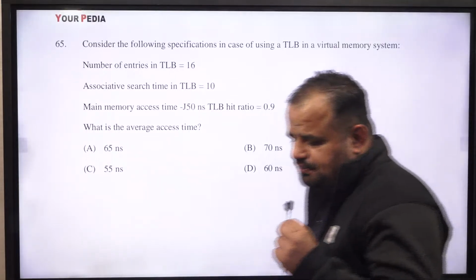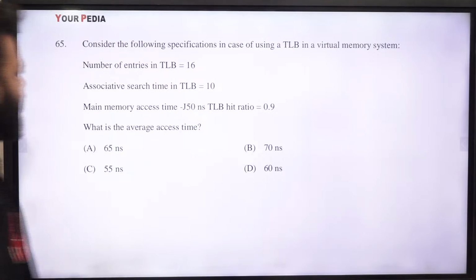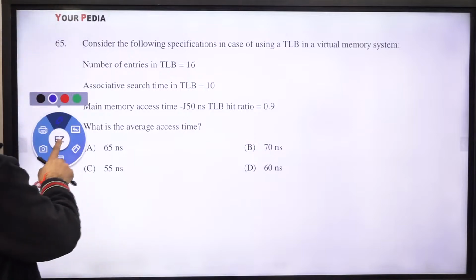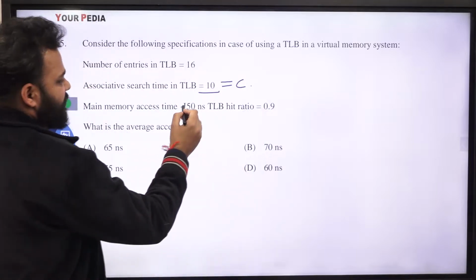Again, TLB problem, very important problem. These types of problems you may face where you just put the formulas and solve the numerical. Now find out the values. What is the average access time? Okay. So we have a TLB given. Number of entries in TLB is 16. Associative search time of TLB is 10, so C is given as 10. And memory access time is 50.